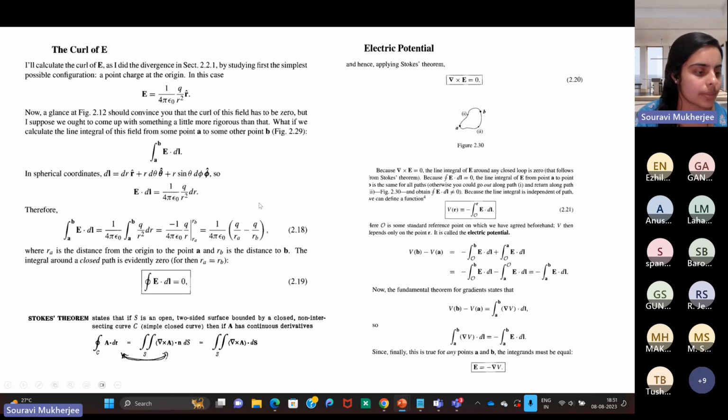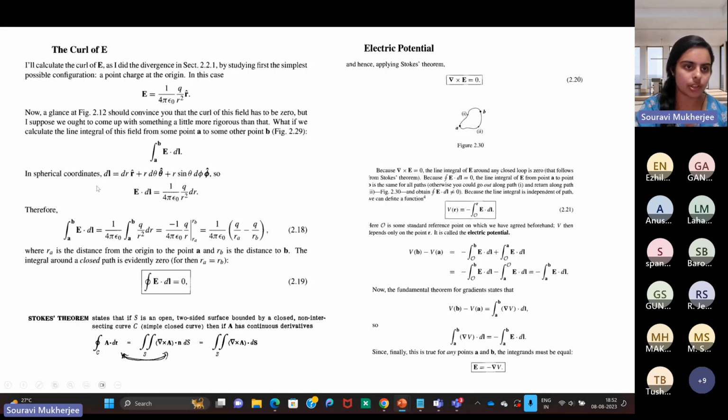Okay. So now we would come to curl of E, and we would see how curl of E is useful in defining the concept of potential. As I said, this is the expression for the field due to a point charge. Now you consider some line integral from some point A to some point B. You have a line, and you want to do a line integral of this electric field over that line.